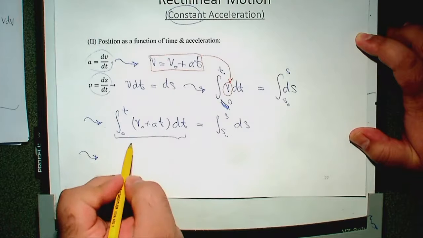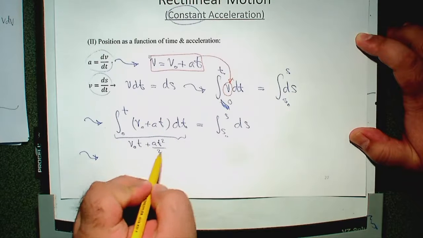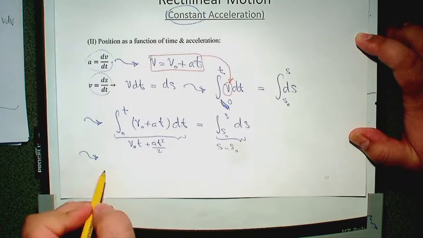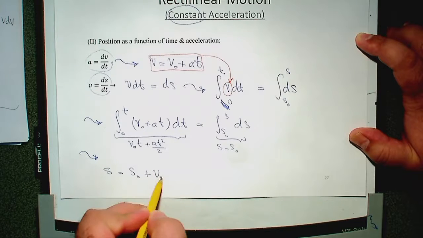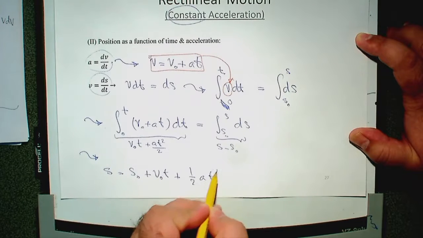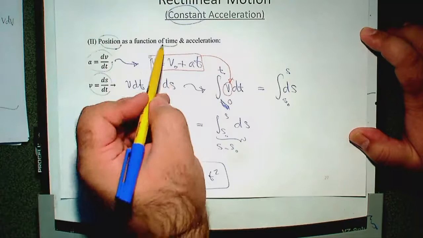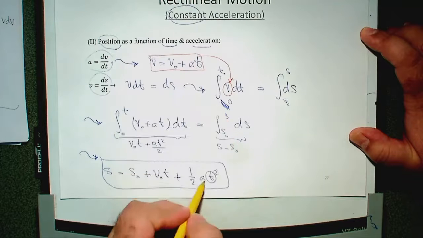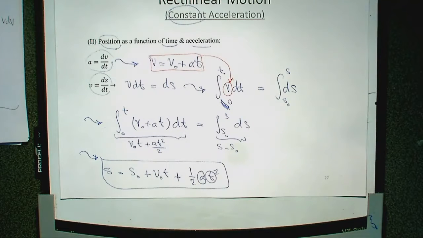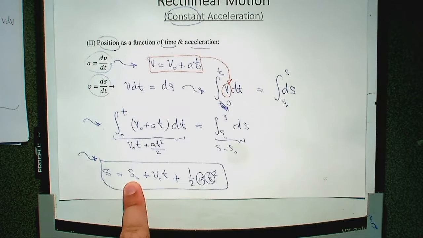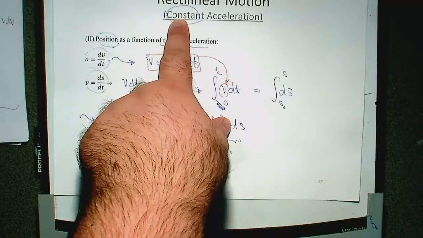This integration is nothing more than V naught T plus AT squared over 2. Then it gives me S equals S naught plus V naught T plus one half A T squared. This is position or travel distance as a function of time and acceleration. Yes? And initial velocity and initial position are always given in your problem, must be given, yes? Because if you don't know the initial position of your object, how can you predict the next one? This is another useful formula, but again be careful, this is only applicable to the constant acceleration case.